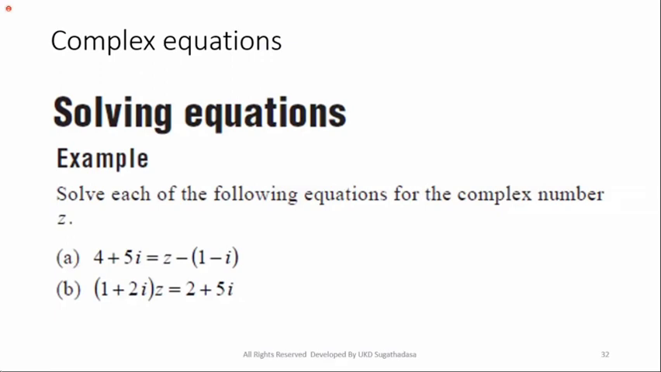Part A, the right hand side says z minus 1 minus i. Take the 1 minus i part to the other side. That becomes plus 1 minus i. Then simplify, then get the z answer. That's the simplest way to do that. But in this slide, there is another solution also. Go for the particular method I just mentioned. That's easier. The second one is z equals 2 plus 5i divided by 1 plus 2i. Then simplify and then you get the answer.